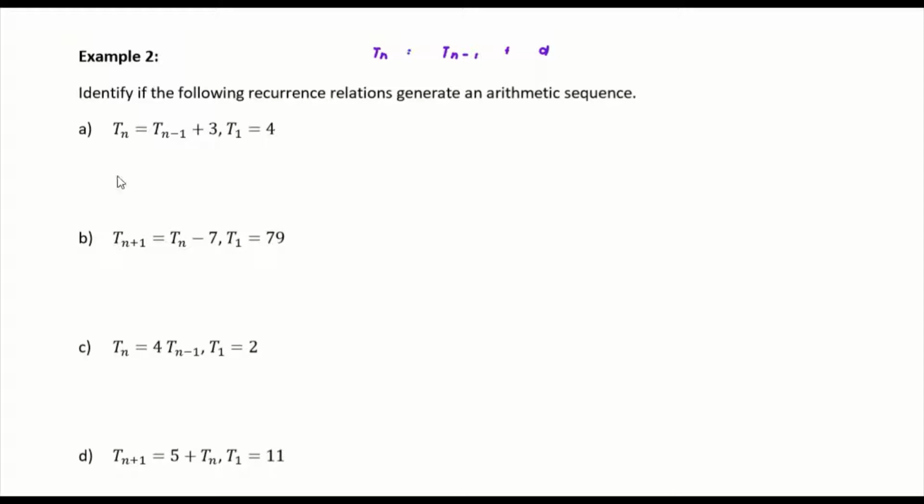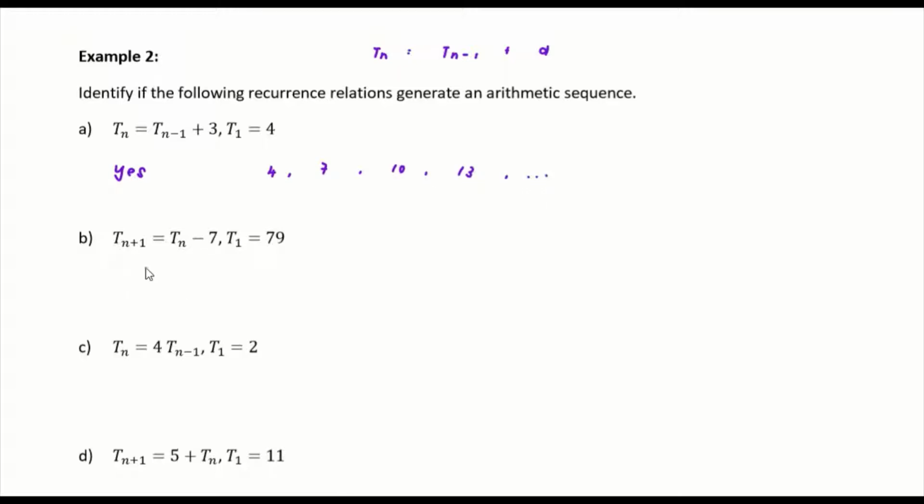Okay, so let's look at A. How do you get the current term? You use the previous term and plus 3, right? So this is basically the same as what we have in general, so you know that is a yes. The common difference here is basically 3. If you were to write out the sequence, it will be 4, then after that plus 3, plus another 3, plus another 3, and so on.